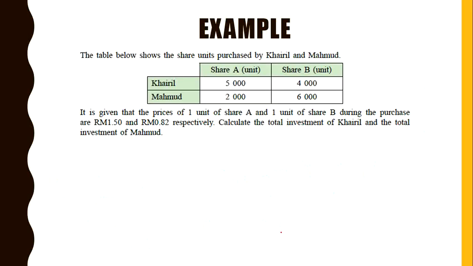Okay, the table below shows the share units purchased by Khairil and Mahmud. It is given that the prices of 1 unit of share A and 1 unit of share B during the purchase are 1 ringgit 50 cent and 82 cent respectively. Calculate the total investment of Khairil and total investment of Mahmud. Okay, so for share A is 1 ringgit and 50 cent. Share B is 82 cent.